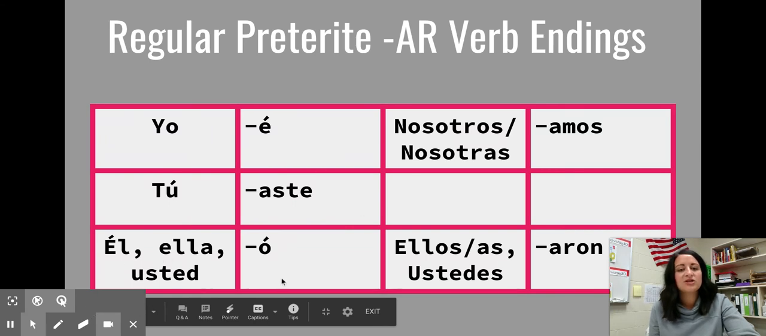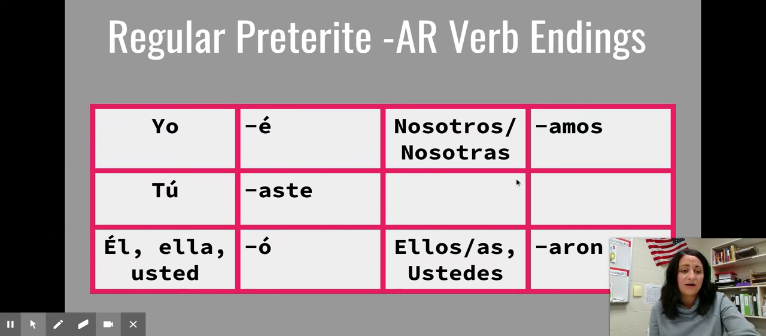So this is going to be the chart that we're seeing often, well, all the time for preterite tense AR verbs. É, aste, ó, amos, aron. You need to commit that chart to memory. All right, it's five endings. You are perfectly capable of remembering them. Okay, é, aste, ó, amos, aron. Get those in your head.